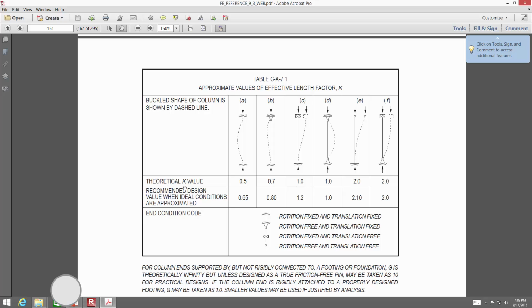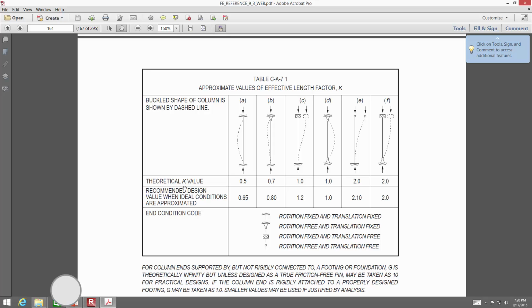Okay. Remember this. These are your buckling effective length factors for columns. Never, ever, ever use the theoretical values. Remember, you're always going to use the recommended ideal values. They threw them in there probably because this is the way the image looks in the code. If you remember opening the steel manual, that's what the table looked like.